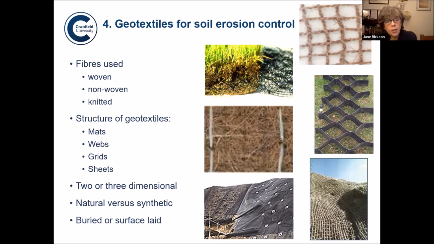So the fibres that are used can be woven or non-woven or knitted for erosion control, and they're found in the form of mats or webs or grids or sheets. They can be 2 or 3 dimensional, and as I mentioned, they can be natural versus synthetic. And I think this application of erosion control does lend itself to natural products. And again, I'll show you some of the product evaluation where we've compared natural and synthetic products. And again, it's really interesting, the different mode of installation.